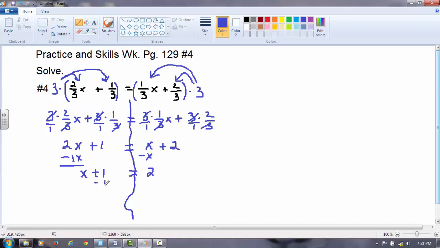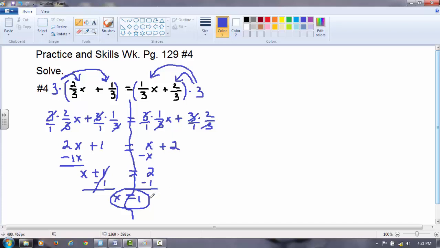And then we're going to subtract 1 from both sides. So let's go ahead and do that. These cross out, that makes it 0, and we get x is equal to 1. So our final answer would be x equal to 1.